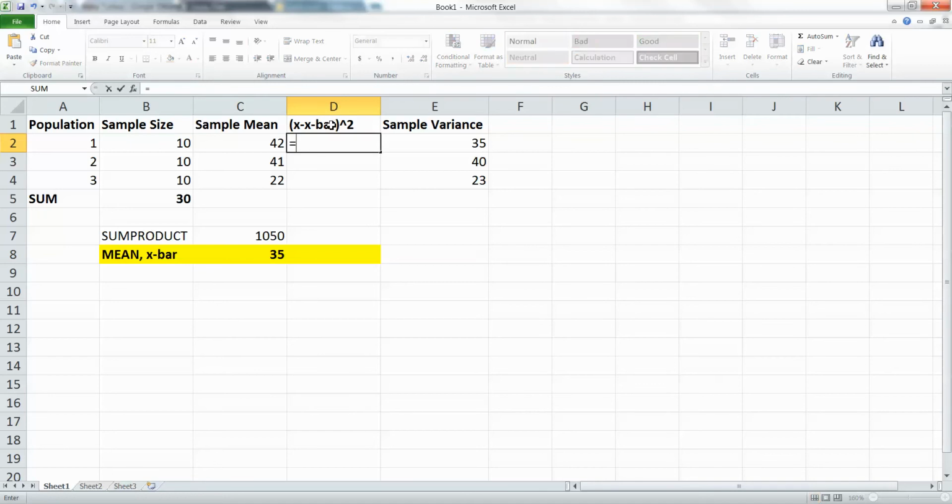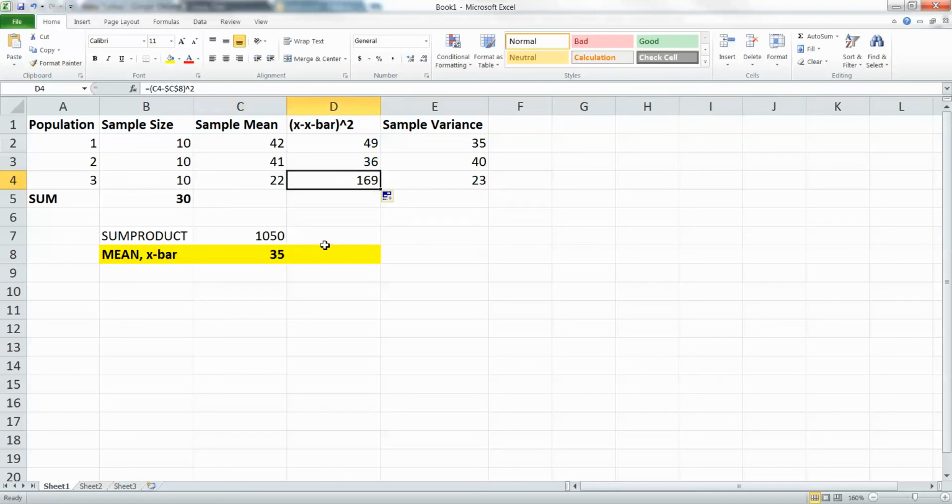So I'm going to take equals, well, it's really X1 bar minus X bar, whatever. So it's this guy minus this one, close parentheses, squared. Oh, he's got to get dollar signs though, because that 35 can't change, because when I drag it down the column, I'm going to need it to stay the same. There we go. Beautiful. Now notice this one's so big because 22 is so far away from 35.